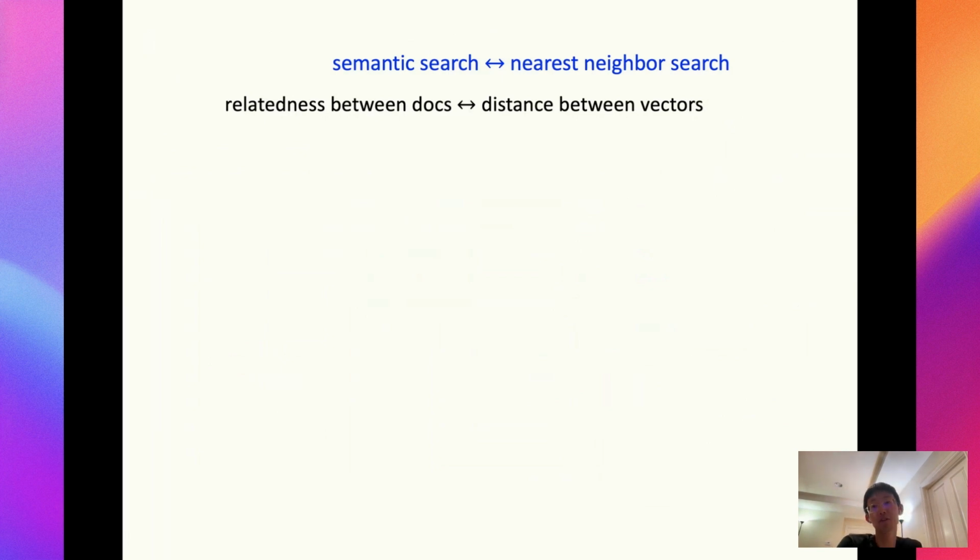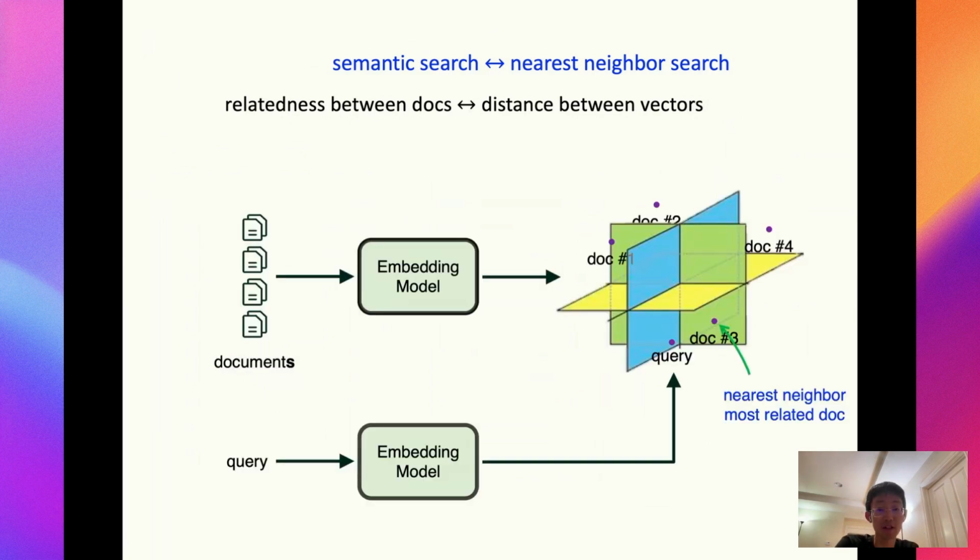So basically, if you want to search for similar documents, you just do k-nearest neighbor search in a geometric space, right? You're given a query, and you turn the query into a vector in the same space. Then you look at which are the closest vectors to the query vector among all the document vectors. And you found document 3, and then you say that's the most related document in the semantic sense.